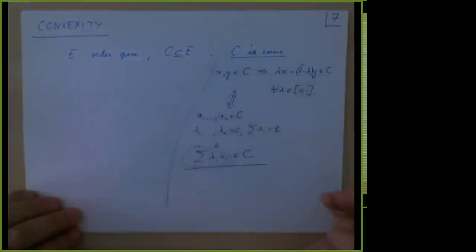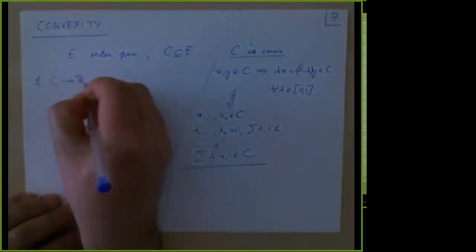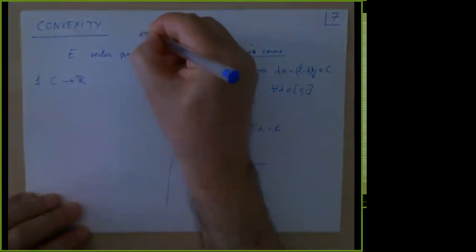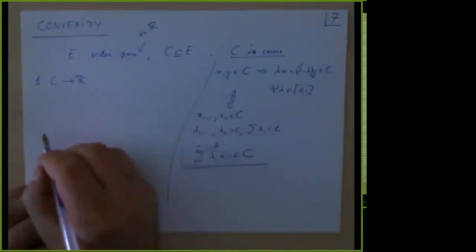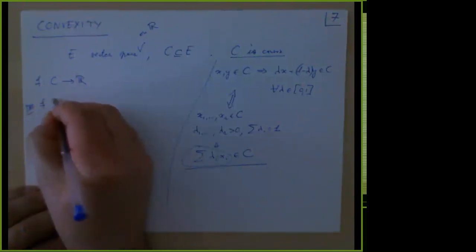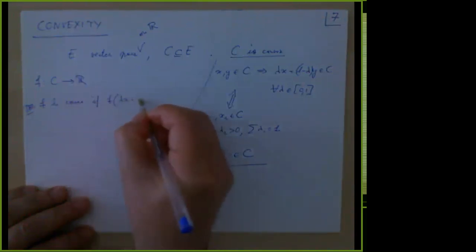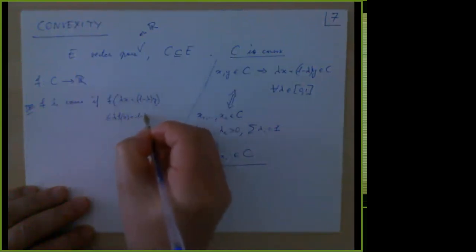Strictly connected with the notion of convex set is the notion of a convex function. So if we have a function f from C to R, where C now is this convex subset of a vector space, so I should have said the vector space on the field R, then the function f is convex, by definition, if the following happens: f of lambda x plus 1 minus lambda y is less or equal than lambda f of x plus 1 minus lambda f of y.